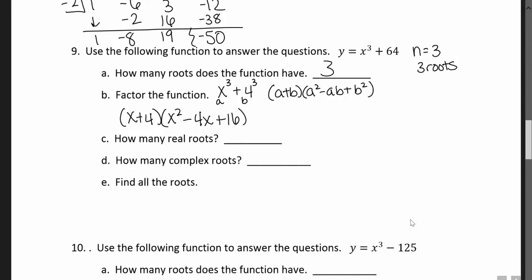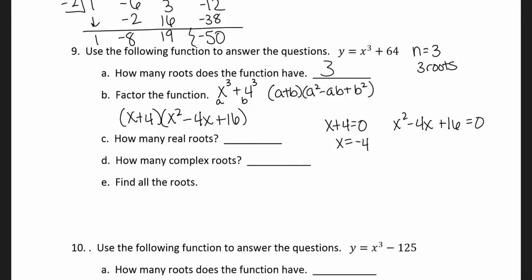Now, how many real roots does this have? Well, if I take x plus 4 and I set that equal to 0, I know x equals negative 4. And if I take x squared minus 4x plus 16, and I set that equal to 0, that is not factorable. There is nothing that will multiply to 16 that will add to negative 4. So that must mean I need to use the quadratic formula.